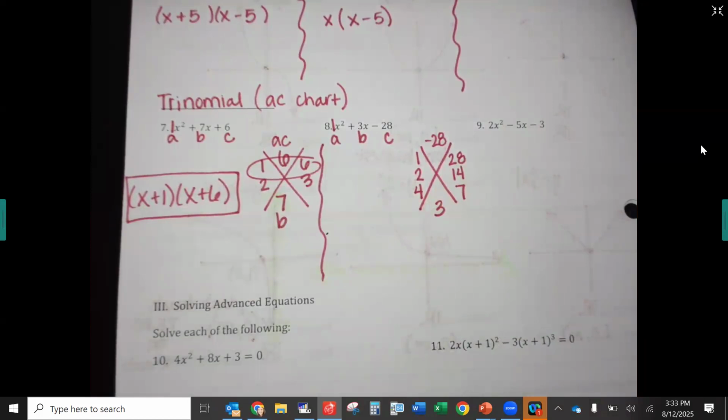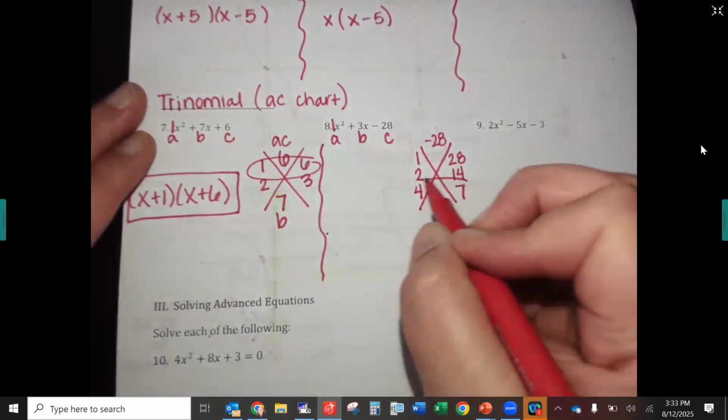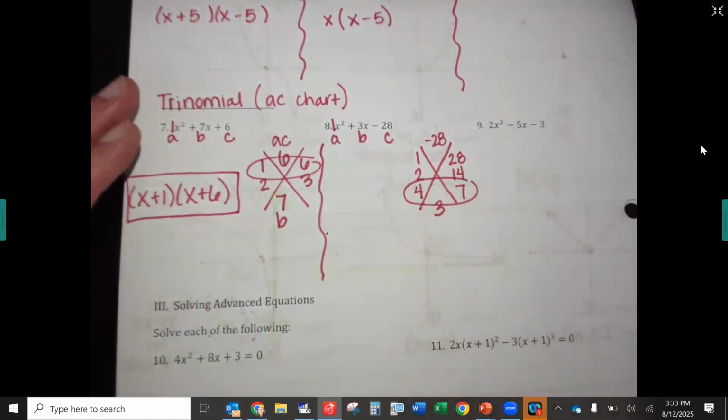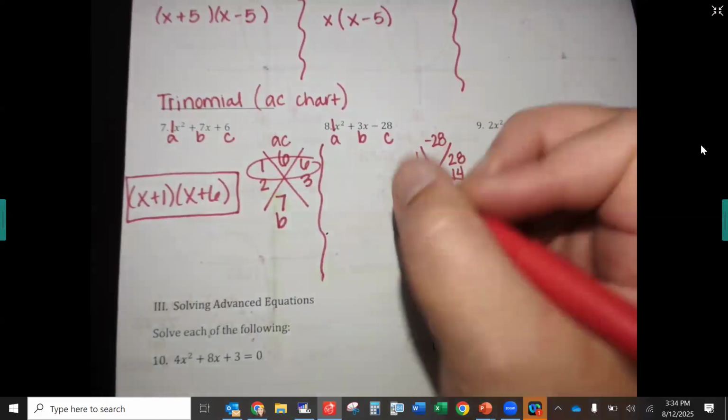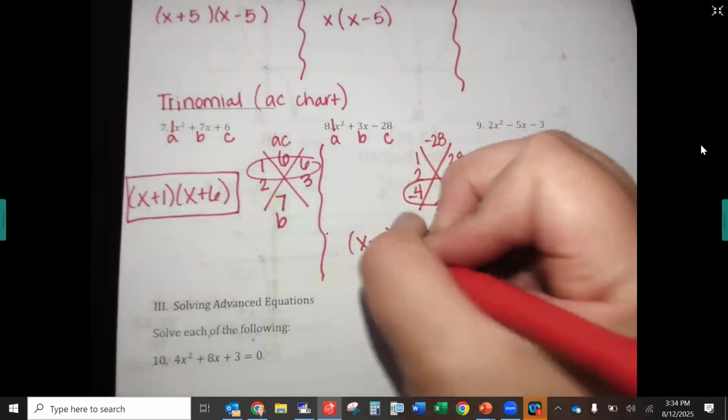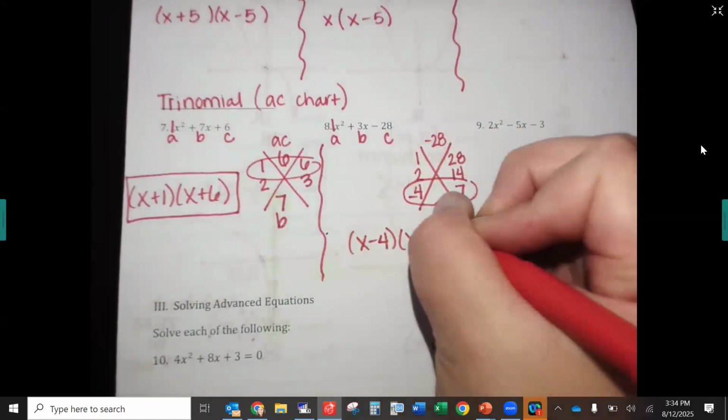So which partners will minus to give me 3? 4 and 7. And then I want to put the minus on the side that will make the 3 come out how I want it to. So if my 3 in the middle needs to be a plus 3, do I want to put the minus on the 4 or the 7? 4. So then your answer would be x minus 4 and x plus 7.